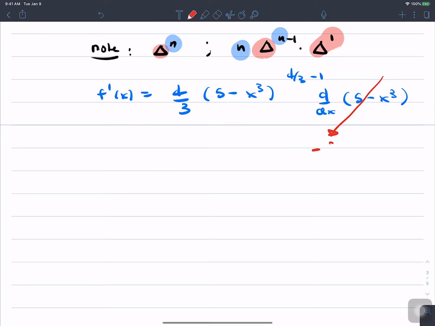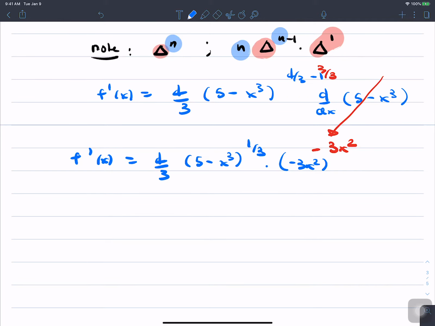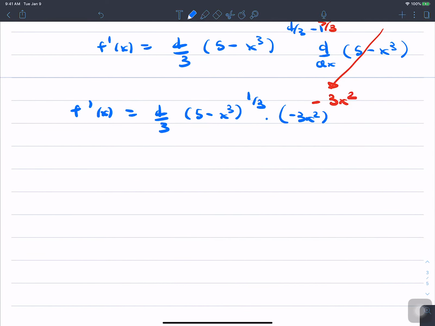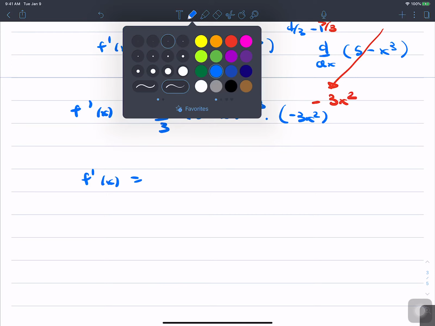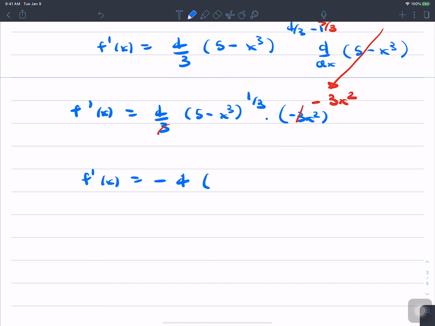Here's my derivative, minus 3x squared. Is that right? And don't forget here to do some arithmetic. Okay. f prime x becomes 4/3 times (5 minus x cubed) to the 1/3 power times a negative 3x squared. Okay. And f prime x will become, notice you have cancellation. So that's negative 4 times (5 minus x cubed) to the 1/3 power times x squared.